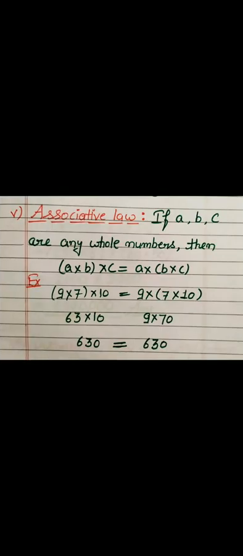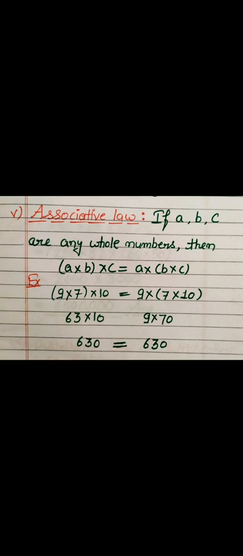Now next property is associative law. So what is associative law? If we have 3 or more whole numbers, then we can group the numbers to solve the multiplication. Like here, we have taken 3 numbers 9, 7 and 10. On the left hand side, if we group 9 and 7, we will get 9 times 7 is 63, and if we multiply 63 and 10, we will get 630.